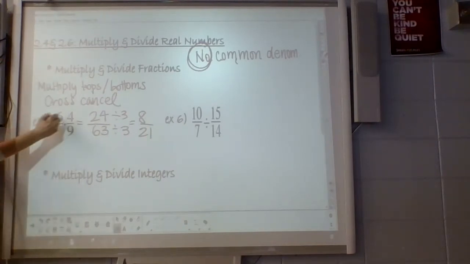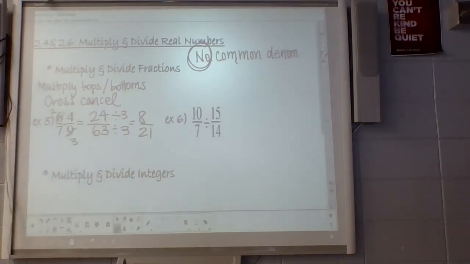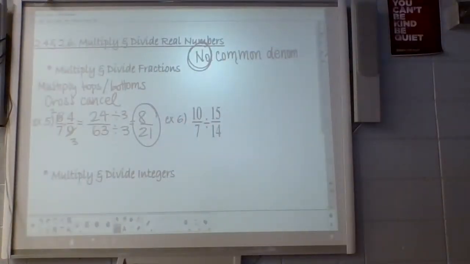Otherwise, you can cross cancel as well. So we can make this a 2 and a 3, and then you don't have to do that simplifying at the end. So either way you want to go about it. This would be an example where I want you guys to show me some work. I want to see how you chose to do these, so do some work for me on those.